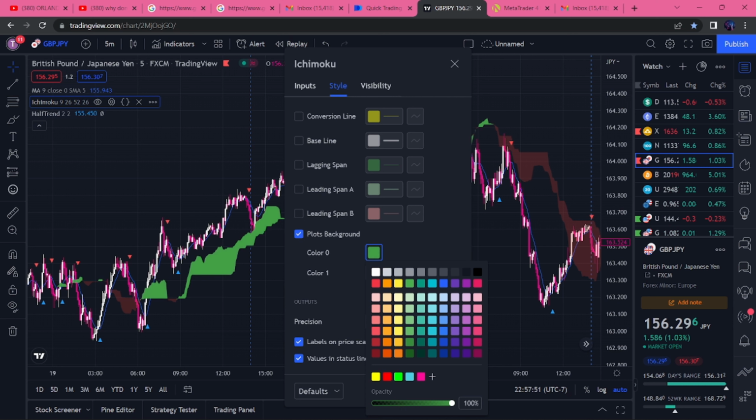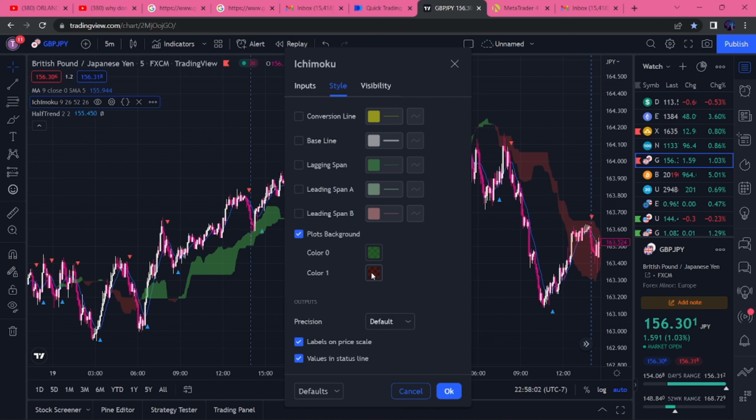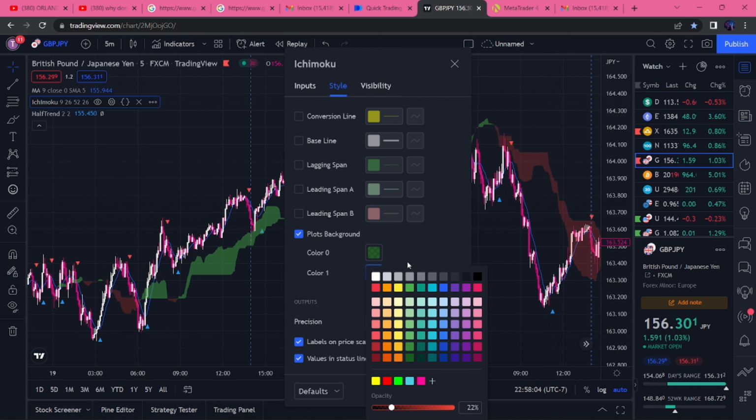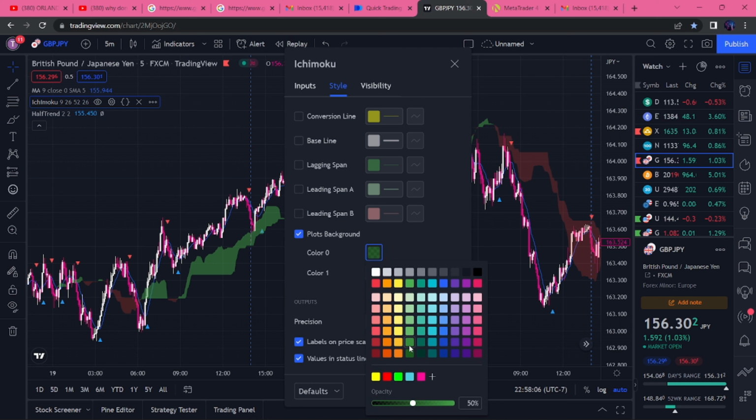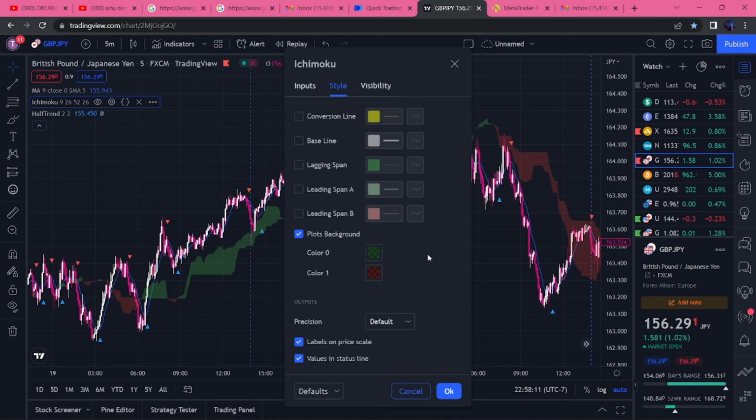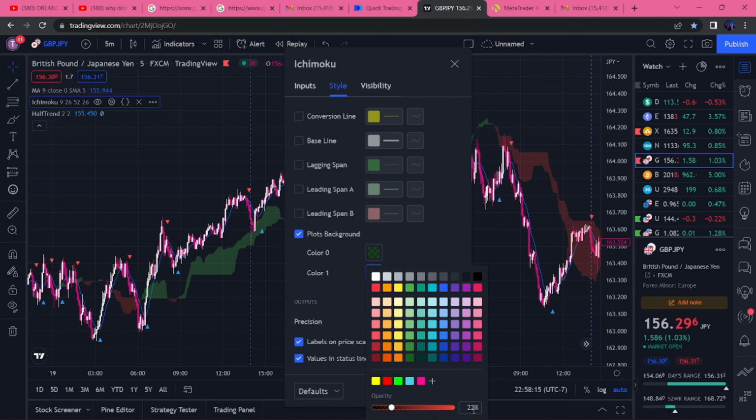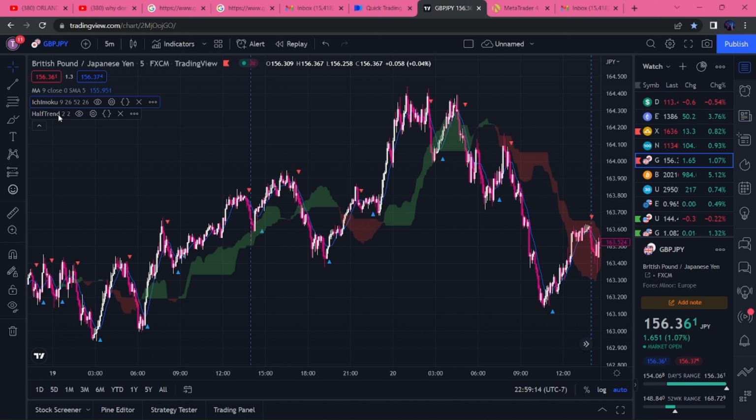If it's too green, it's going to be hard to see the candles underneath the cloud. So you want to make sure that the green is transparent. Same thing goes with the red. You want to make sure that it's visible but transparent enough to where you can see the candles on the other side of the cloud. Okay, now the last indicator you need is half trend.